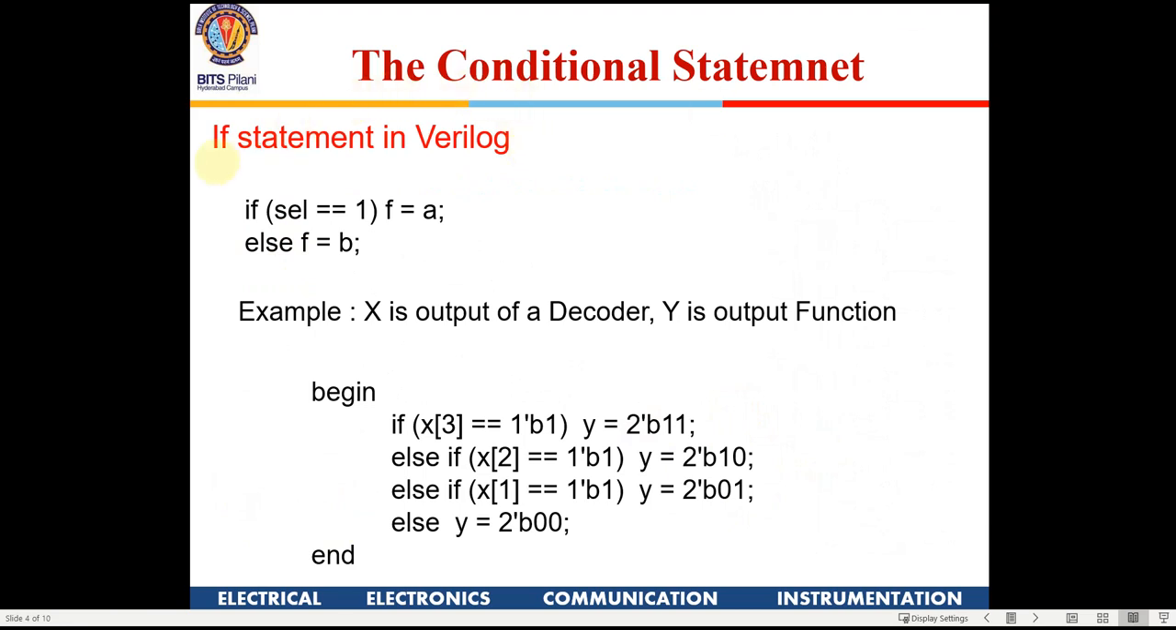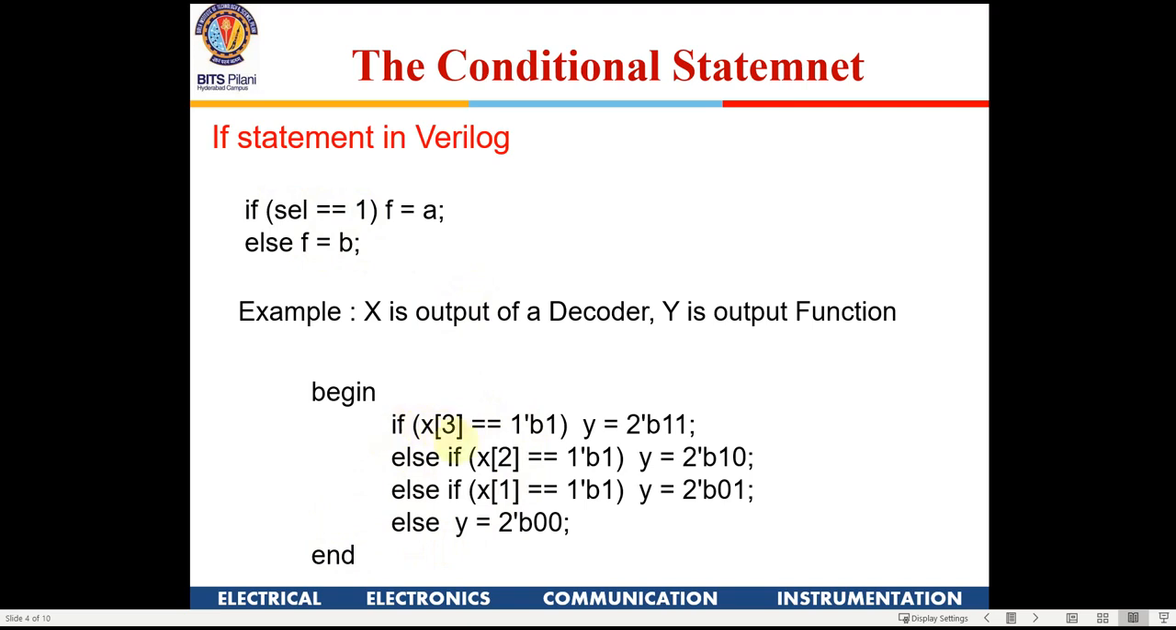Here I'm going to introduce you to the if statement in Verilog. The syntax is like this: if S, the select, is equal to 1, F is equal to A, else F is equal to B. This is the conditional statement: if the select is 1, then F is equal to A. Since this is binary, if select is 0, F is equal to B.